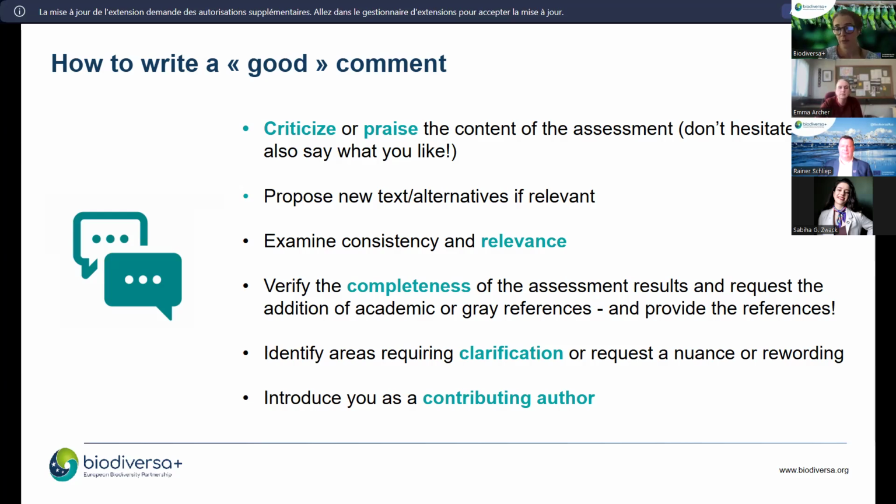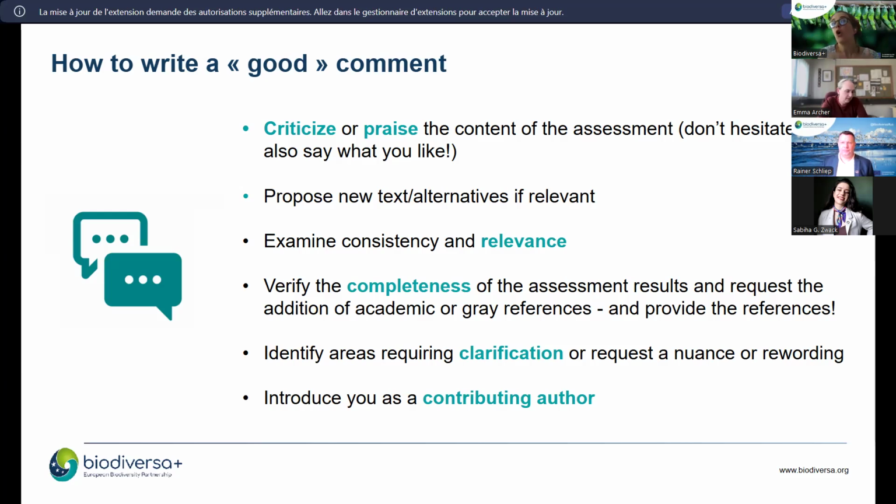You can request some text to be clarified, nuanced, or rephrased. And it's also the time to introduce yourself as a contributing author. A contributing author is someone who's going to be cited in the assessment, who's going to write a piece of text, usually a box, a figure, or a little section on their field of expertise.